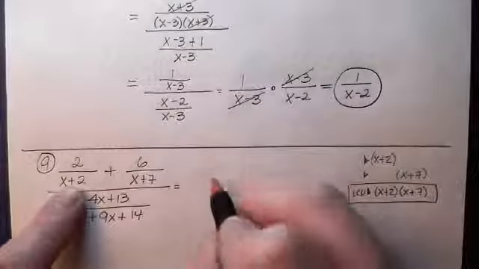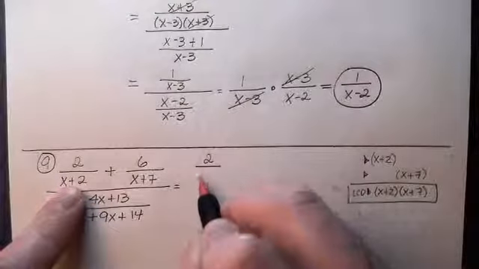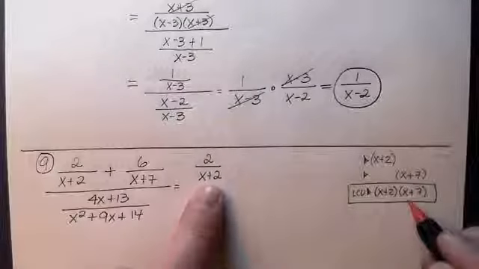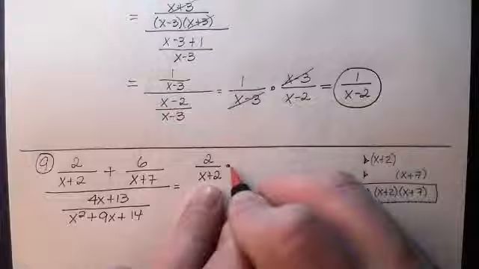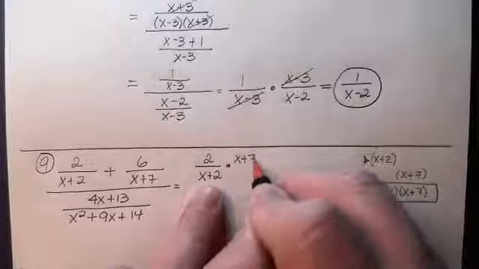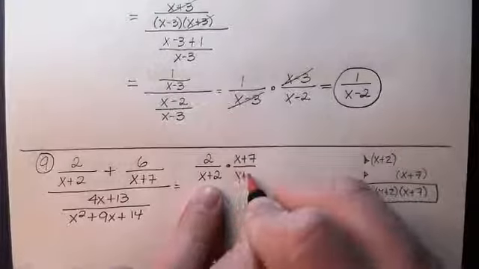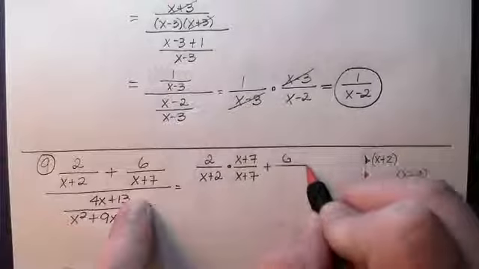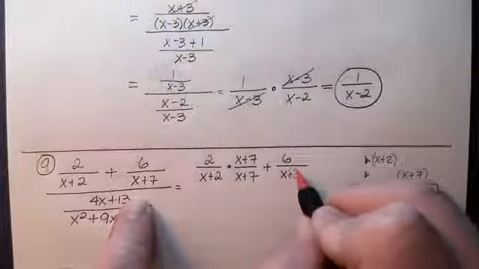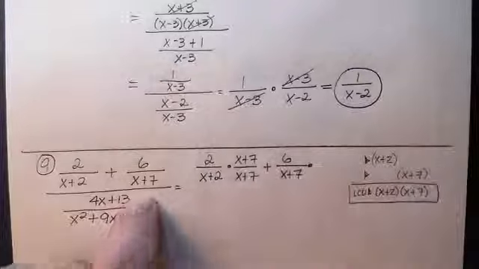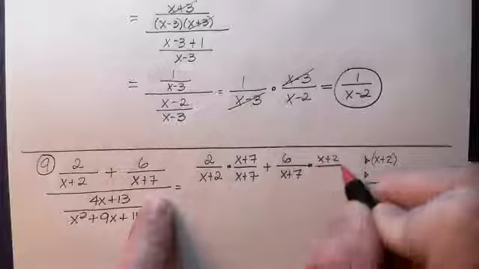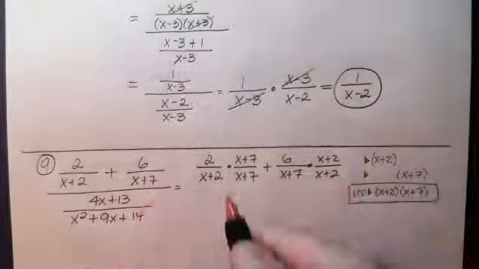So, copy the first fraction, compare that denominator with the LCD. What is missing? We're missing the x plus 7. So that's what we're going to multiply top and bottom by. Then we're going to add the other fraction. And what are we going to multiply? We're going to multiply by what's missing, which is x plus 2 over x plus 2.